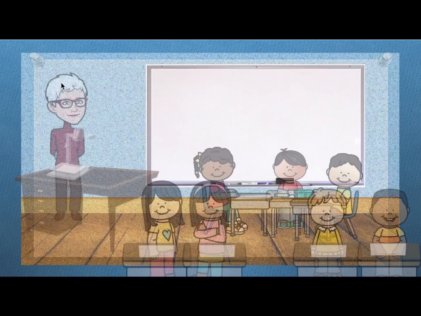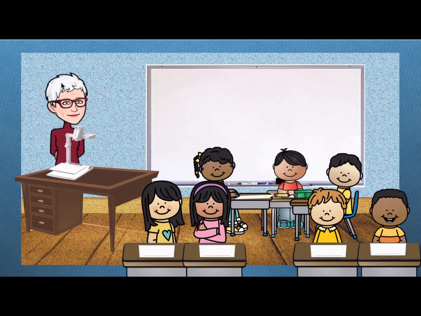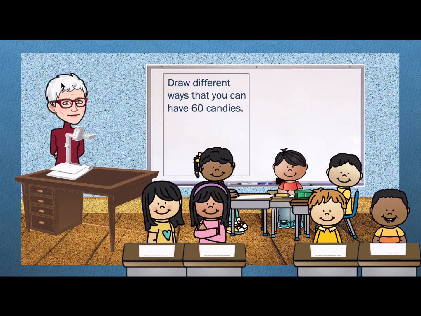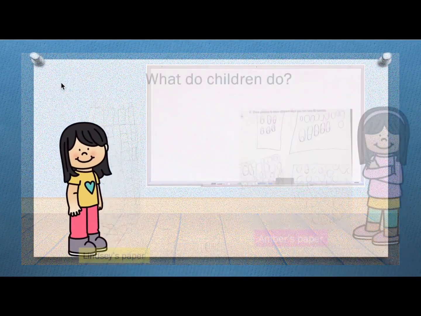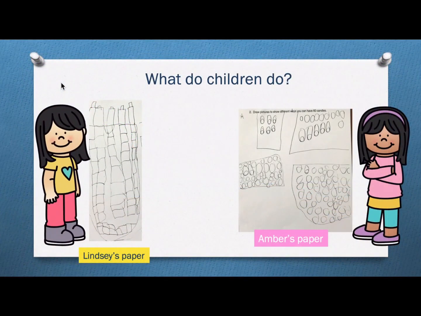Now pose the specific task for children to work on. Mrs. Wright's workers made 60 candies. Draw pictures to show different ways to have 60 candies. Come up with as many ways as you can. Let's take a look at what children do. The drawings themselves are quite revealing. Here you see 2 children's drawings for the task.